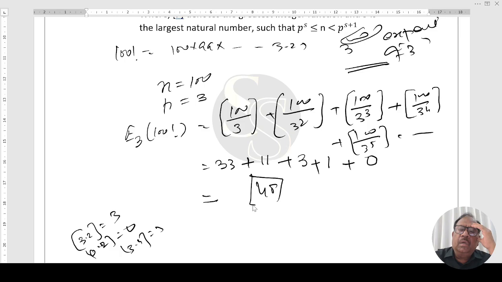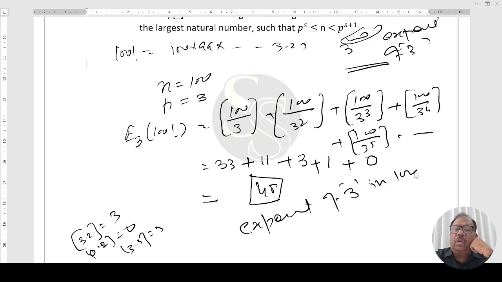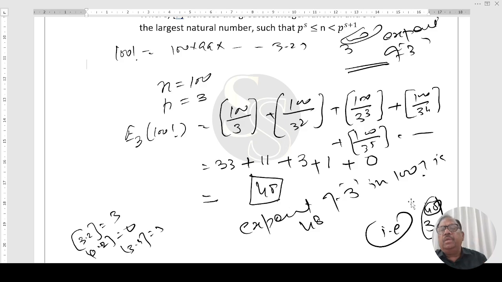48. Means exponent of 3 in factorial 100 is 48. That is, if we write in lengthy way, 3 to the power 48 will come, like this. This is the answer. Right?